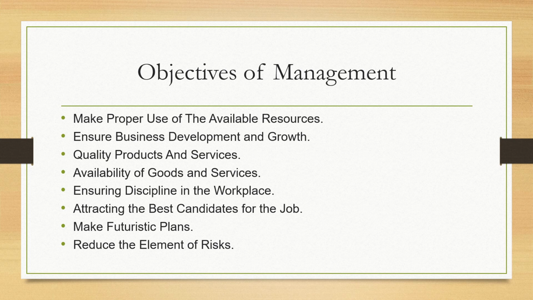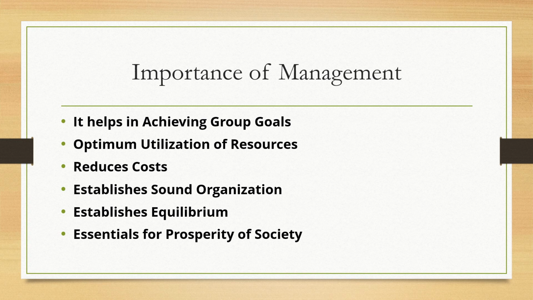Risk is one element that cannot be stopped. There are risks in any kind of business, but there are certain risks which are uncertain, risks which are calculated, and risks which are not calculated. During the COVID situation, the risk was basically high in nature. But yes, there are alternative plans which can mitigate it, or the element of risk can be reduced. Those were the objectives of management. And the next topic is importance of management.